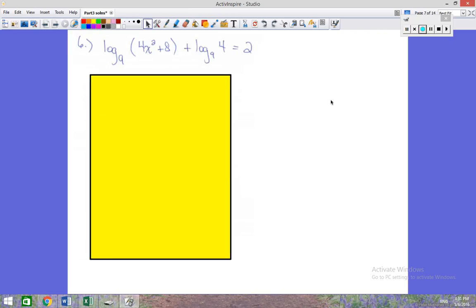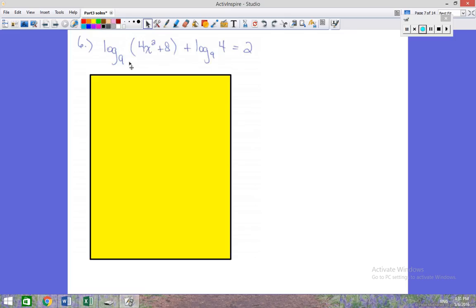The next problem, we've got a logarithm. So here, on our final answer, we do have to plug it in and make sure that we're not taking the log of 0 or that we're not taking the log of a negative number. On the left-hand side, I notice that I have two logarithms. They both have the same base.